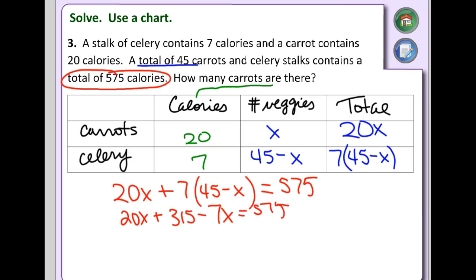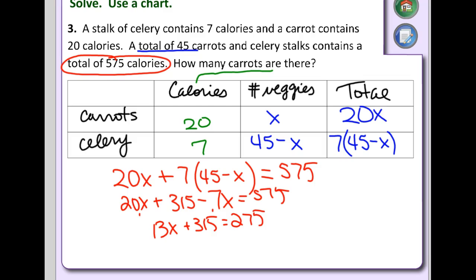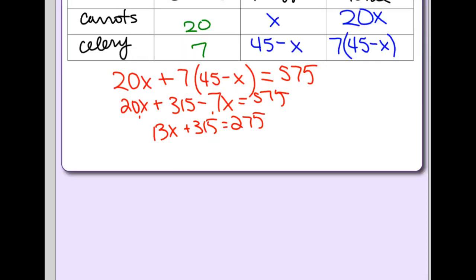We've got to combine some like terms, so 20x and negative 7x, 13x plus 315 equals 275. Who's my floater? Yeah, we've got to get rid of that 315. So in order to do that, I'm going to have to subtract 315. What I do to one side, I do to the other. Now, did you realize when I go to subtract that 315 is bigger than 275? So you may want to write it on top so it's easier to subtract.